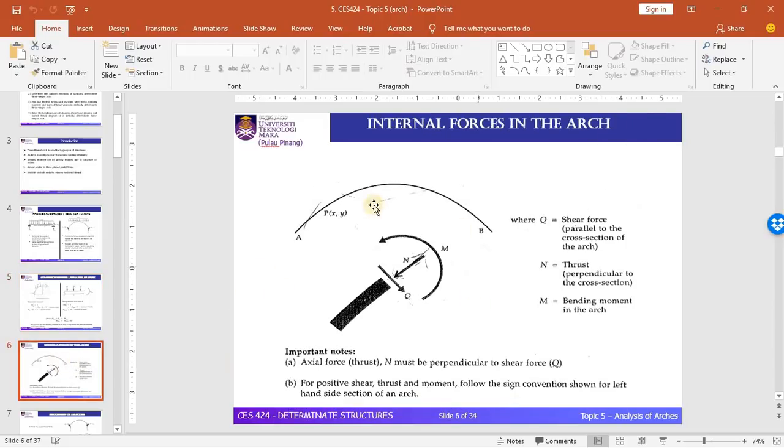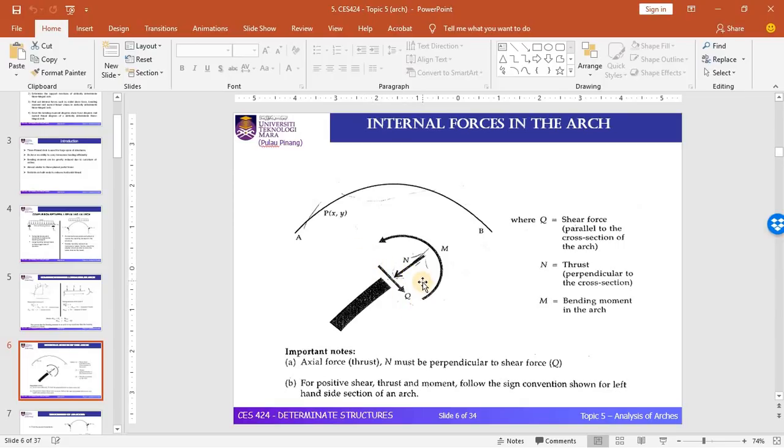Okay, so based on this free body diagram, you can see the internal forces in the arch. We have a radial shear force, the axial force, and a moment. So it's basically similar to the internal forces in the beam, but the difference is only in the orientation of the axial force and the orientation of the shear force.